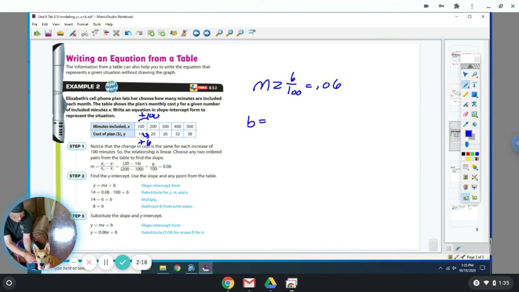And then we find our y-intercept. Our y-intercept is when x is 0. So every time x goes up 100, y goes up 6. So if I go down 100 to 0, that means I have to go down 6. So 14 minus 6 will be 8. So it means my y-intercept is 8. So my equation will be 0.06x plus 8. Okay, let's try that again.